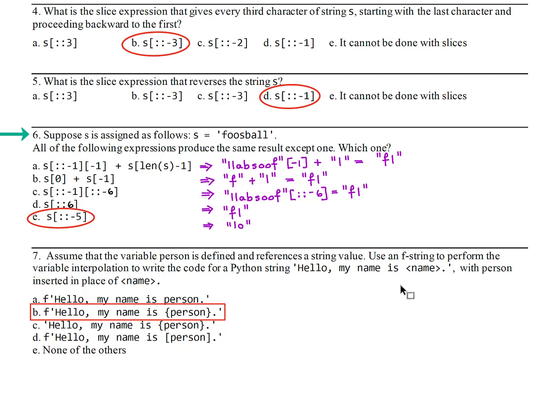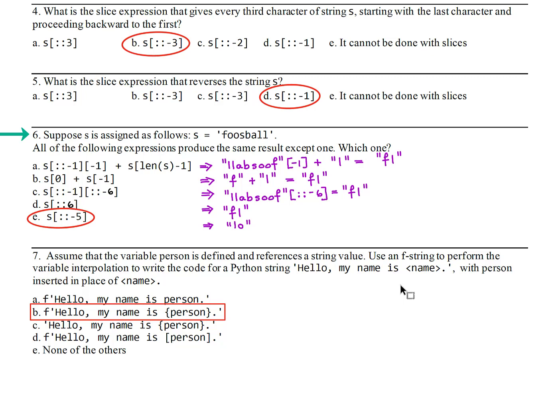Okay, number 6. Suppose S is assigned as follows. It's foosball, spelled that way. Which of the following are the same except 1? So we compute these. We'll look at number A, s[::-1][-1]. We know it's to reverse the string, and then if you take the -1 index of that, it's just the last character. So notice I'm showing the work. We reverse it. Now you take the -1 character, which is the F, and now s[len(s)-1] is just the rightmost character of the original string, not the reverse string, which would be L. So we have FL. B is a little easier. It's the first character concatenated with the last character.